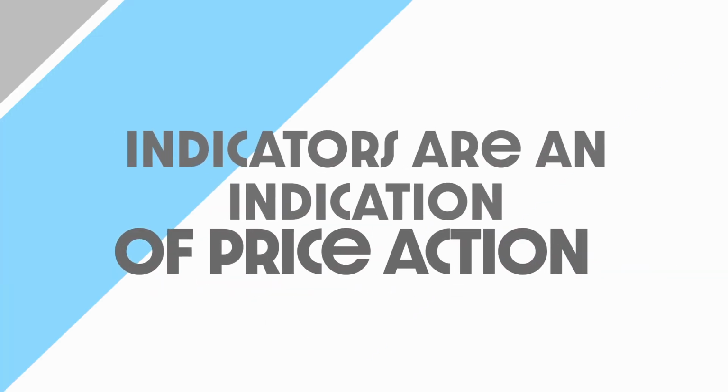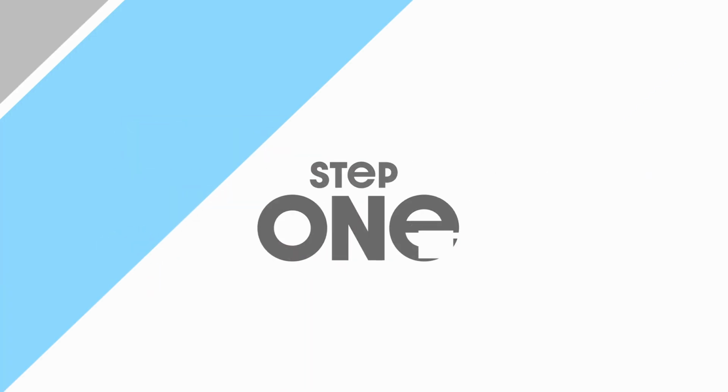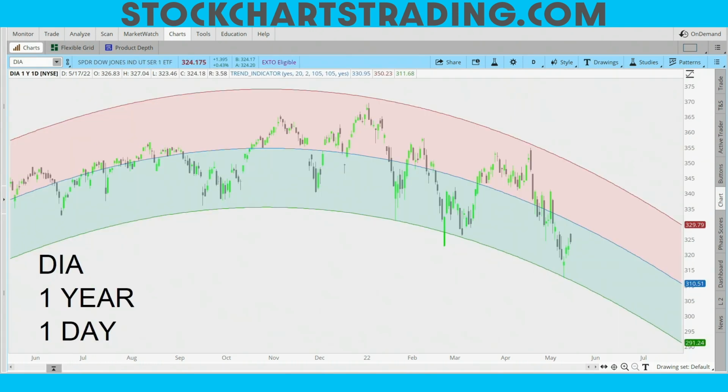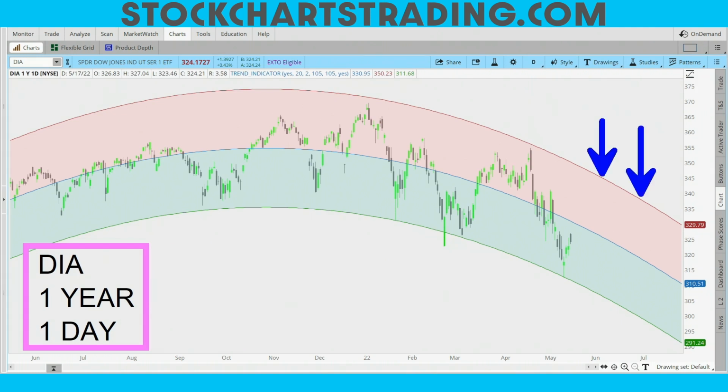Indicators are an indication of price action. Step 1, go to your Studies tab, click on your trend indicator, and what does that mean? When you're looking at the broader market like the DIA, 1 year, 1 day, the indicator is giving you the indication that price is going down.